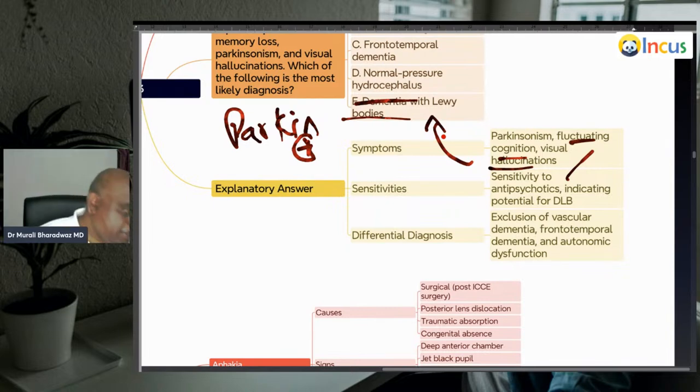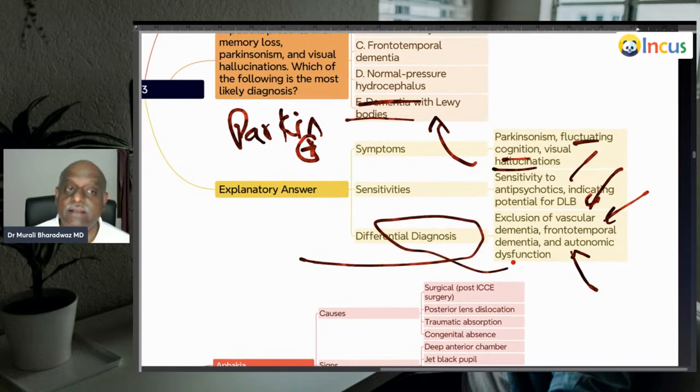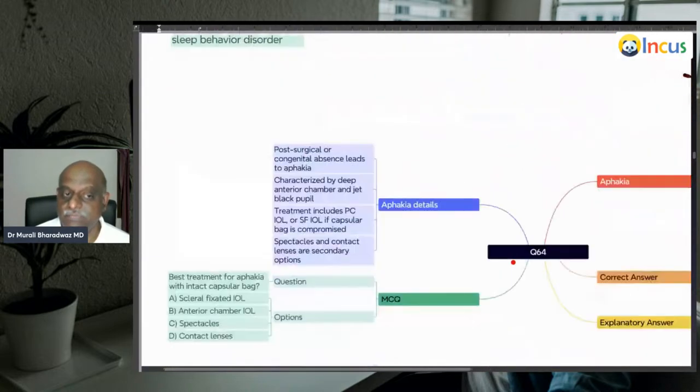What is the close differential diagnosis for dementia with Lewy bodies? Vascular dementia, frontotemporal dementia, autonomic dysfunction, they are all the differential diagnoses worth remembering.